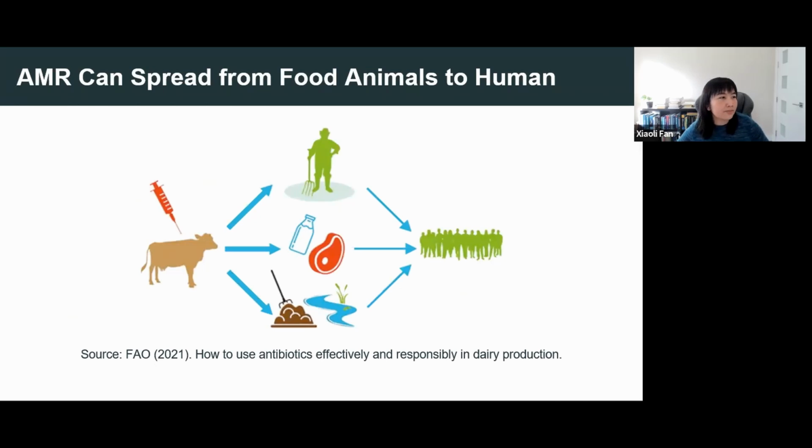And again, there's a lot of discussion about reducing antimicrobial use in animals so that we can save antimicrobials for human use. It's because the antimicrobial resistance, or the resistance genes, can spread from food animals to humans through several routes here, as indicated by the FAO: through farmers, the food, or even the environment.